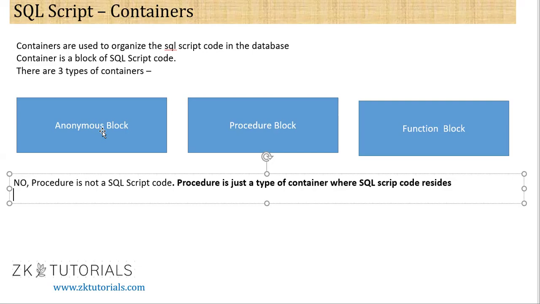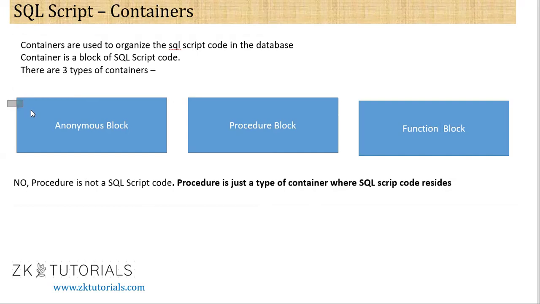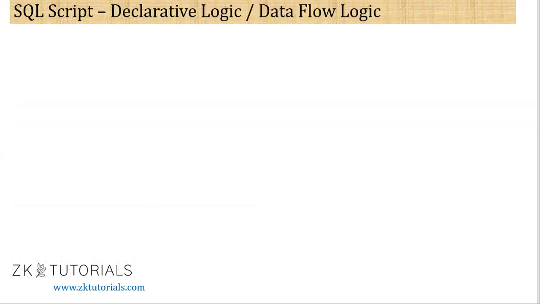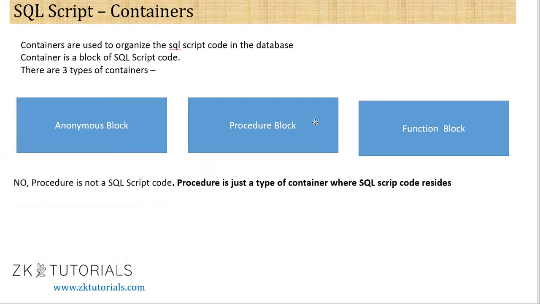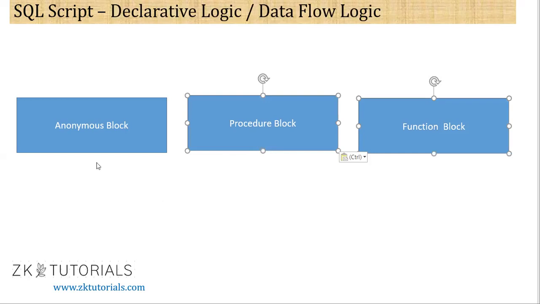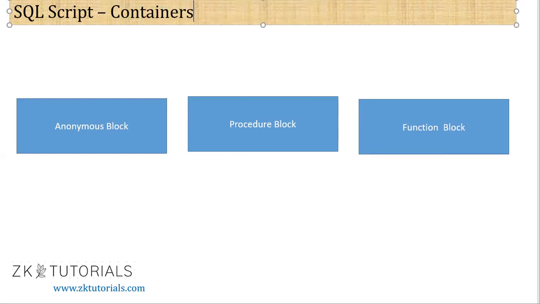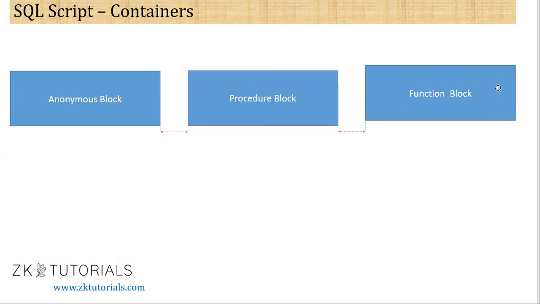What is this anonymous block, guys? Just give me a moment. Let me copy this and paste it to the next code. And we will write here as containers. So this is our first container, second container, and finally our function block.